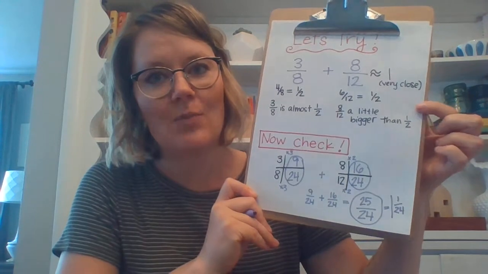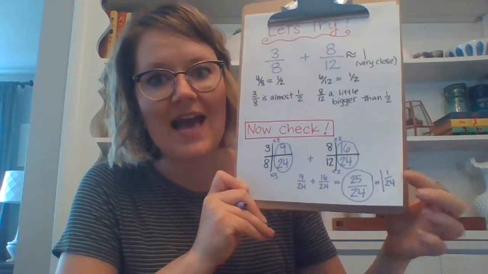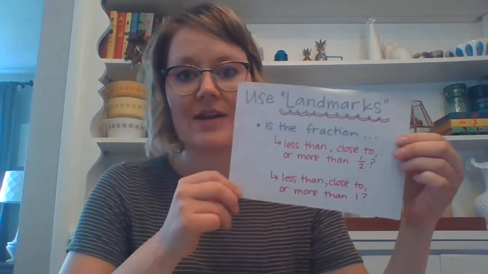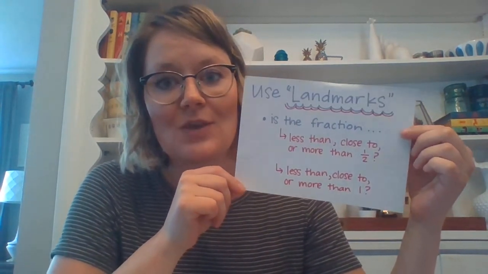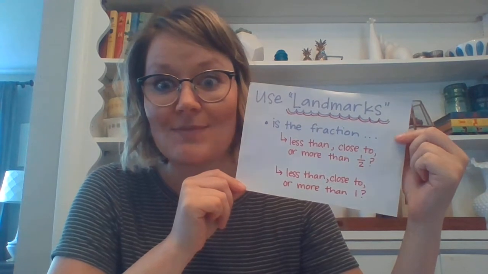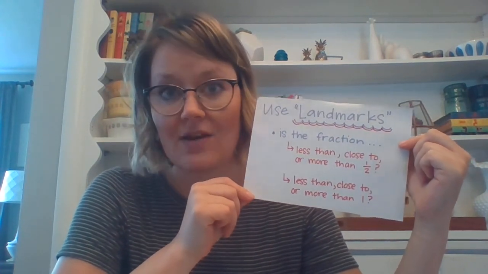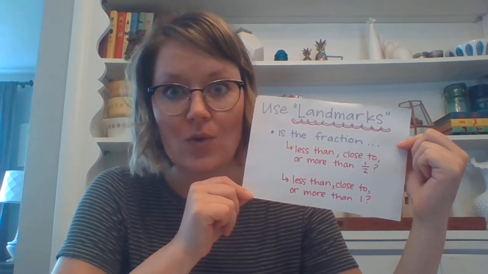Using landmarks helps us get close so that when we add it, we can see if our answer is reasonable. As you work through these, remember to take the time to estimate and compare those fractions to landmark numbers. You might even consider comparing them to 1 1/2 or 2 wholes, depending on how big the fractions are that you're working with.